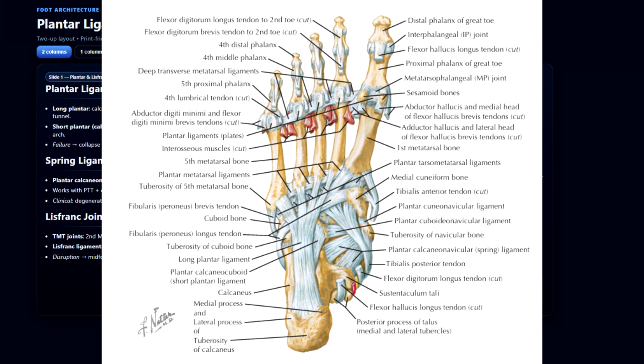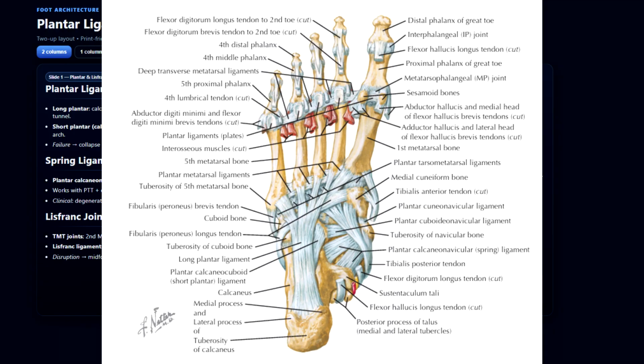When disrupted, whether by low-energy twist injuries or high-energy trauma, the Lisfranc joint becomes unstable. This results in mid-foot collapse, often requiring surgical fixation with screws or plates. Clinically, the so-called fleck sign on radiographs, an avulsion fragment at the base of the second metatarsal, is pathognomonic for Lisfranc injury.